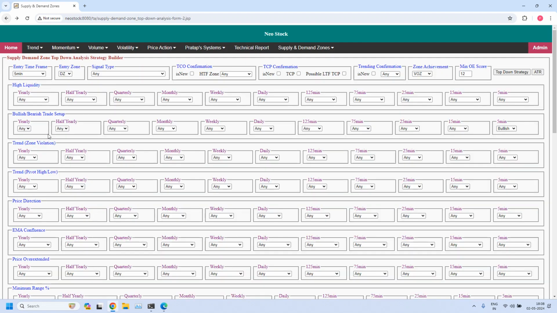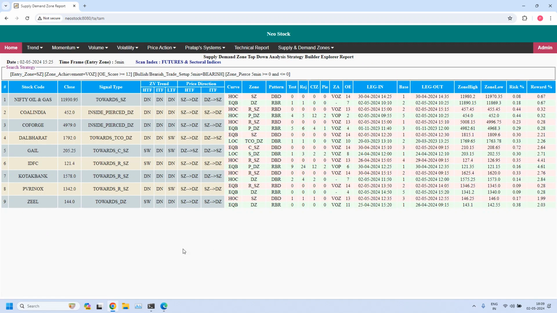So I am going back. For bearish trade setup for hourly income trade, entry time frame is 5 minutes, but entry zone should be supply zone. And also in the bullish or bearish trade setup, in the 5 minutes time frame, I am changing the value to bearish. Remaining 3 filters we said earlier remain the same, but this time the filters are applied to the supply zone, because entry zone is the supply zone. Now let us filter the stocks and generate the report.